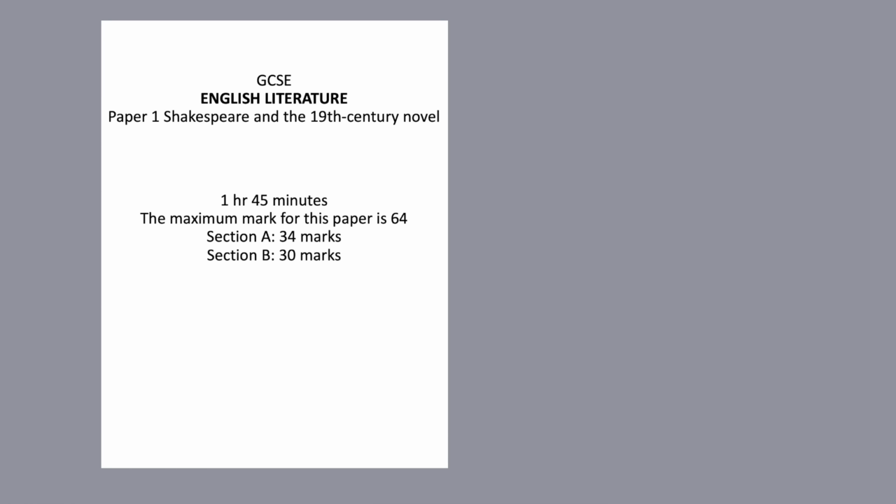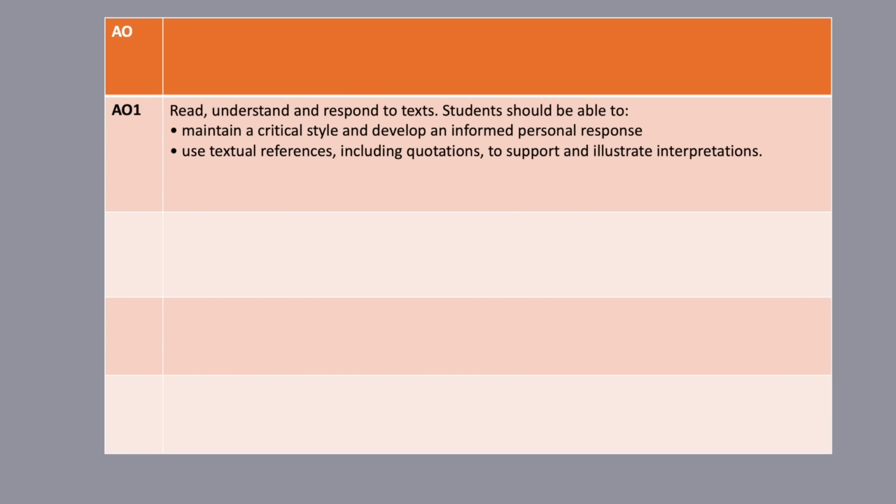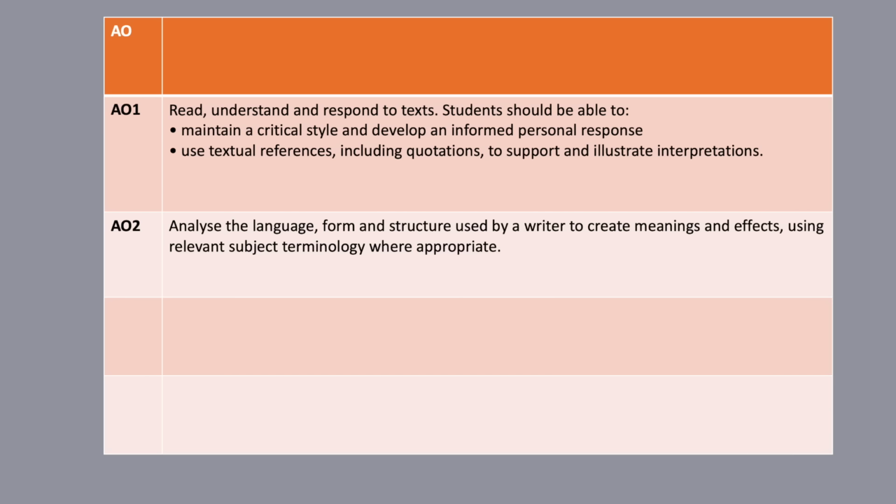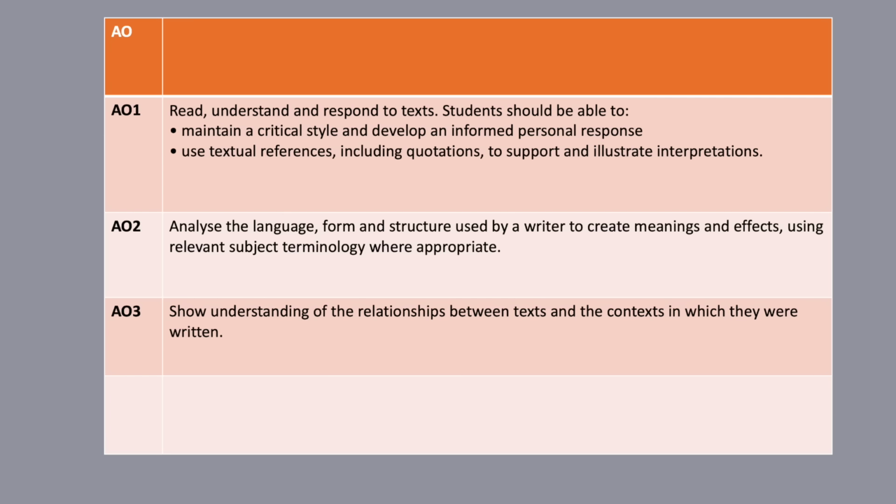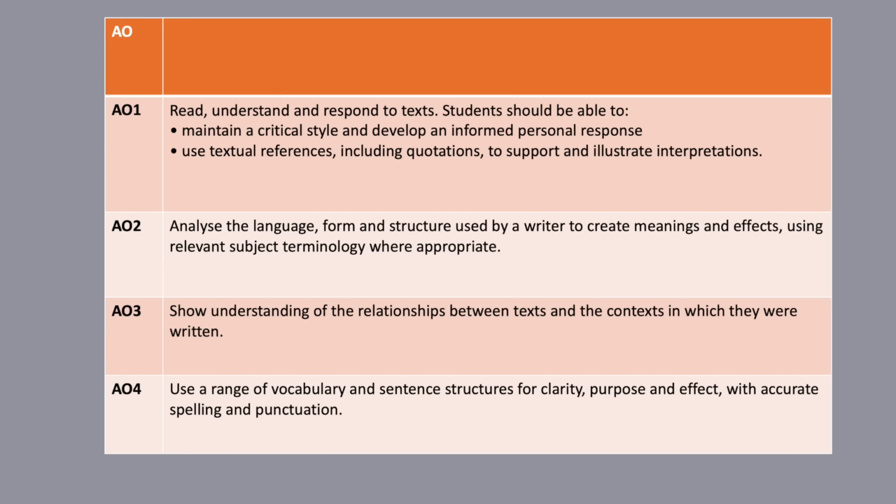The assessment objectives in this section are AO1, read, understand and respond to texts. Students should be able to maintain a critical style and develop an informed personal response, and use textual references, including quotations, to support and illustrate interpretations. AO2, analyse the language, form and structure used by a writer to create meanings and effects, using relevant subject terminology where appropriate. AO3, show understanding of the relationships between texts and the contexts in which they were written. And AO4, use a range of vocabulary and sentence structures for clarity, purpose and effect, with accurate spelling and punctuation.